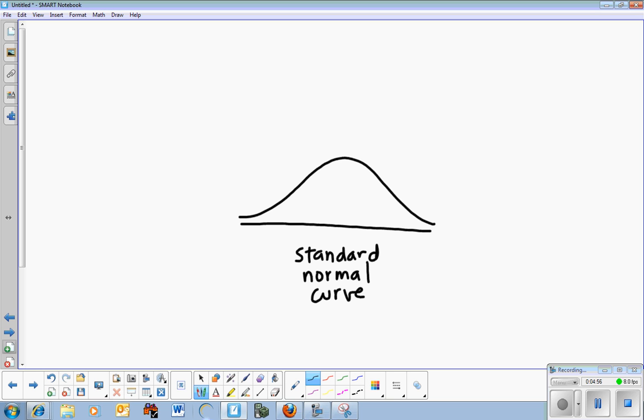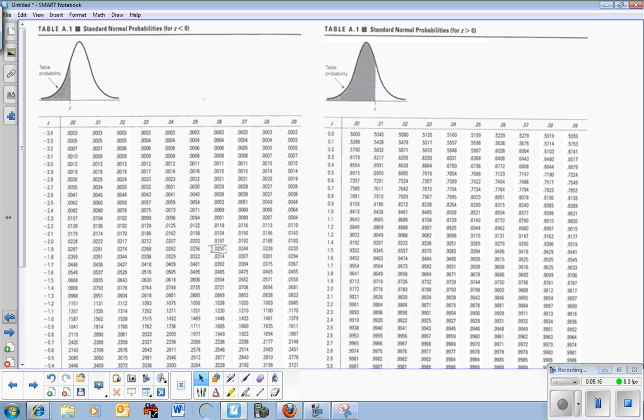In the middle of the standard normal curve is 0. The standard deviation on the standard normal curve is 1. So the standard normal curve looks like this. Now, why have a standard normal curve? All of these values stand for areas under the standard normal curve.